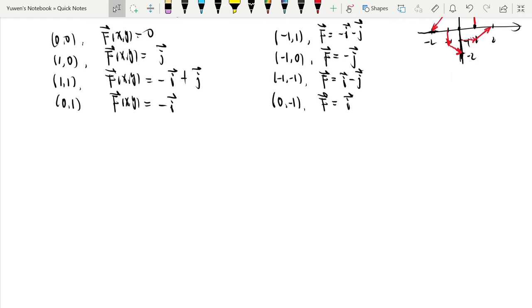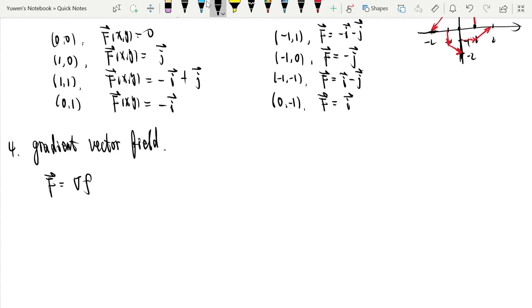And the second important concept for vector fields is the conservative, or rather the gradient vector field. That is F equals the gradient of some scalar function, or equals partial f partial x times i, partial f partial y times j, plus partial f partial z times k. That's a gradient vector field.